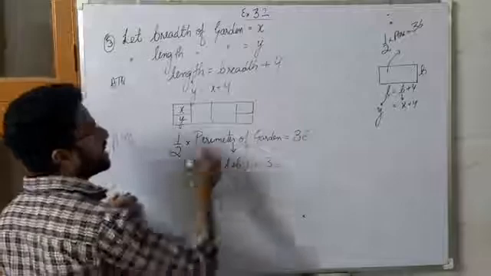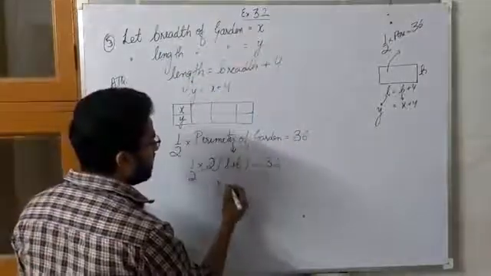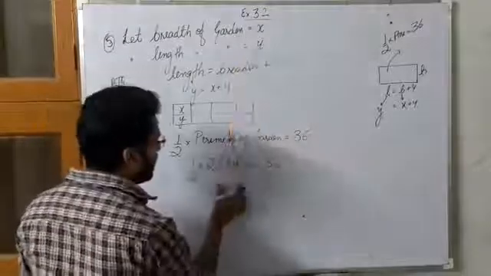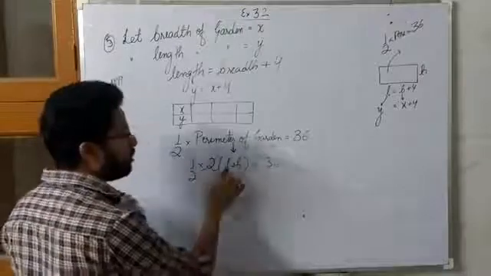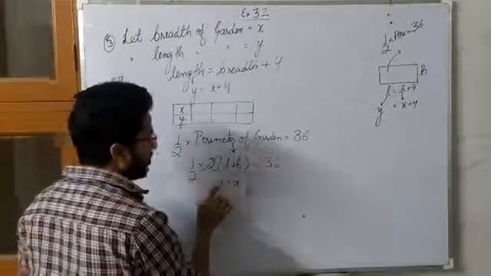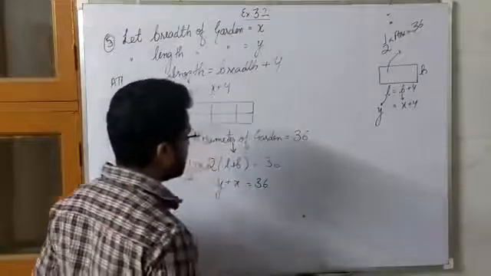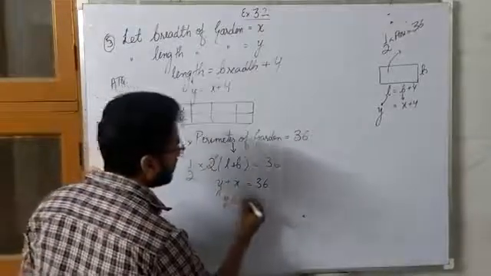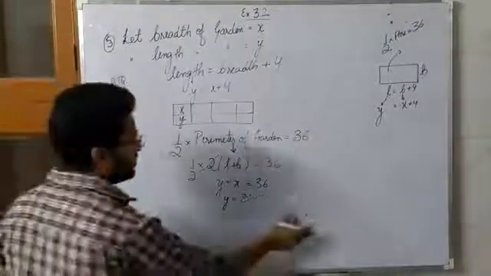So this 2 and this 2 will get cancelled, but what was length? Length was y, and breadth was x. So we have substituted the values. In place of l we have written y, and in place of breadth we have written x. So x plus y equals 36. Now again we will find y in terms of x. So y equals 36 minus x, right?